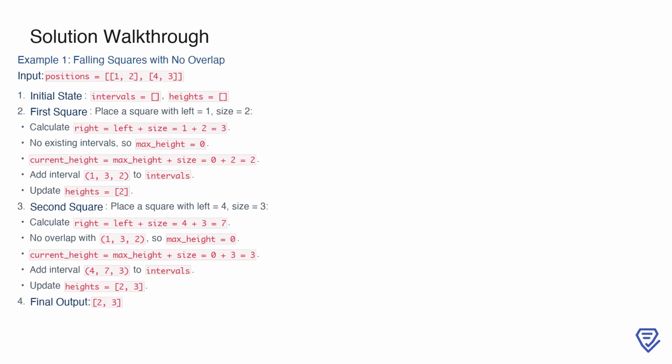The final output is [2, 3], representing the cumulative maximum heights after each square falls. Now, let's consider an example where the squares overlap. The input positions are [[1, 2], [2, 3]]. Initially, the intervals and heights lists are empty.